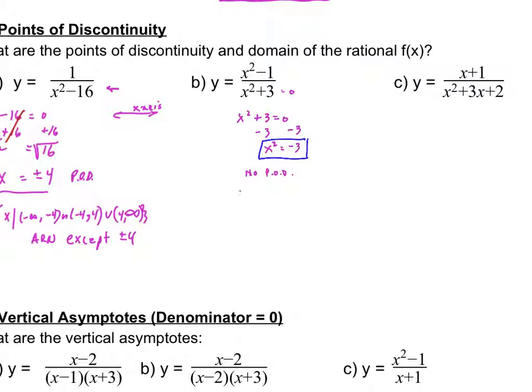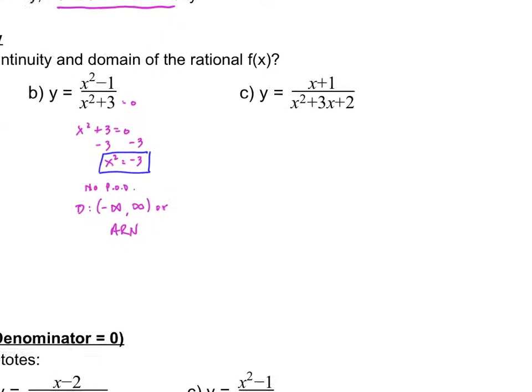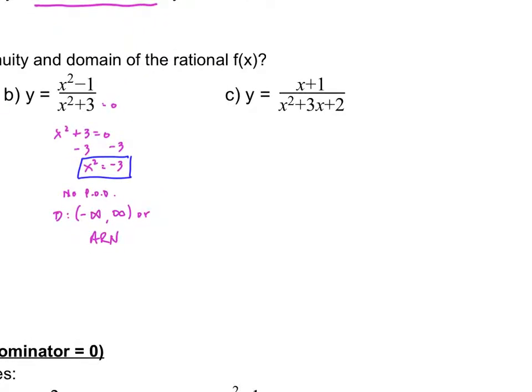And my domain then is going to be from negative infinity to positive infinity, or all real numbers. That's the domain of that function, since there are no points of discontinuity. And let's see here, this last one. What I want you to recognize is that this is going to be a factorable quadratic. So this is going to equal x plus 1 over x plus 1 times x plus 2 is going to be how that factors.